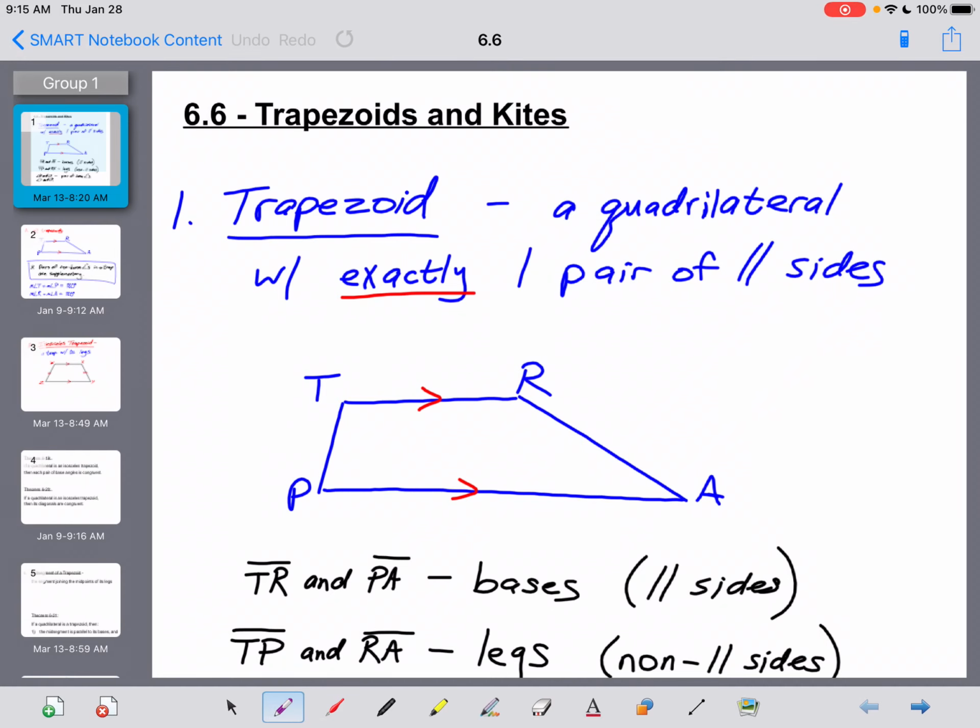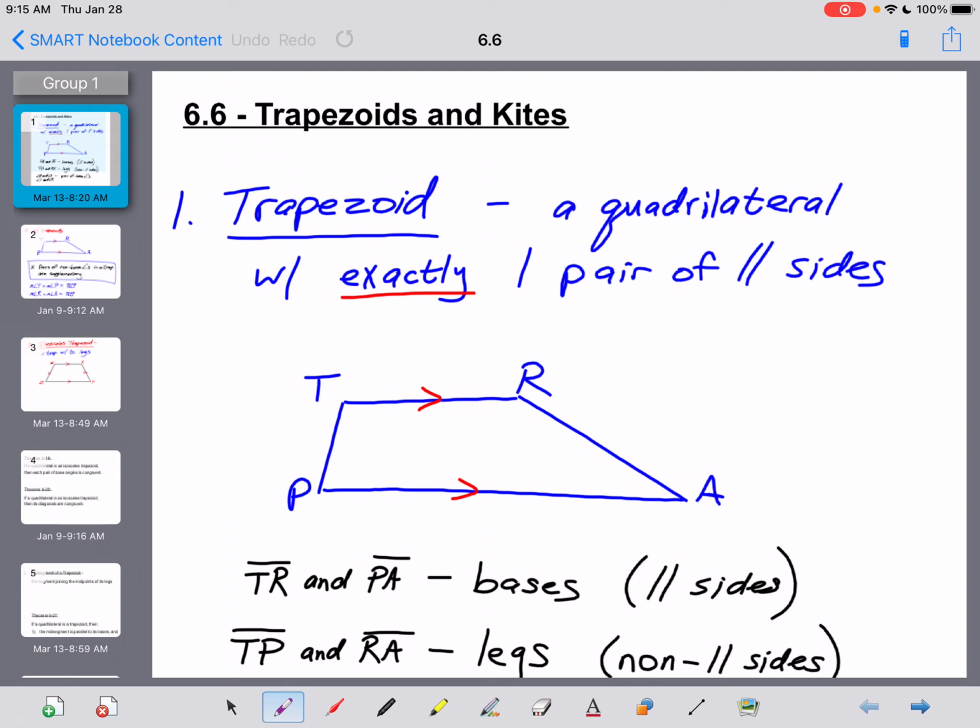Okay, geometry students, here we go into section 6.6. So far in this chapter, we've spent a lot of time talking about some of the main families of quadrilaterals out there. We've talked about parallelograms extensively, and then in 6.4, we introduced three new specific types of parallelograms, which were rhombuses, rectangles, and squares.